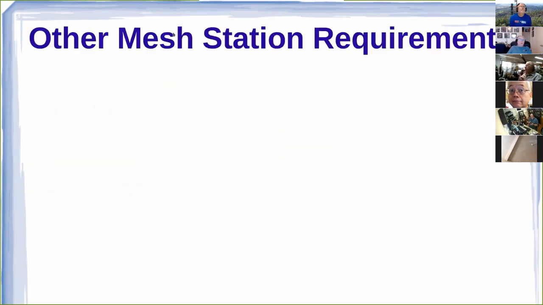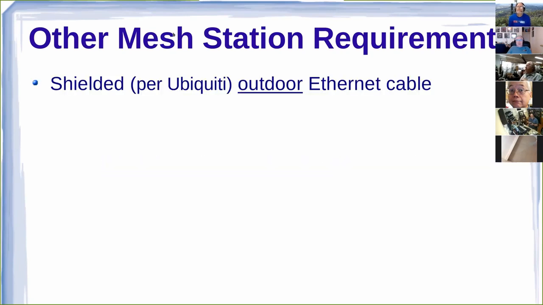So what else do you need to get going besides that? If you've ever left a piece of standard Ethernet cable outdoors in the sunshine for a few months, you'll know that it doesn't do well with UV. It tends to crumble badly. So they recommend outdoor Ethernet cable. Sometimes they call it direct burial.